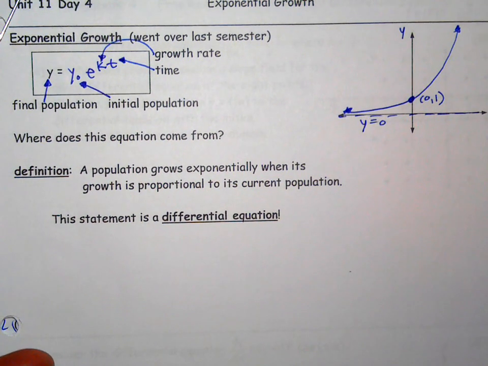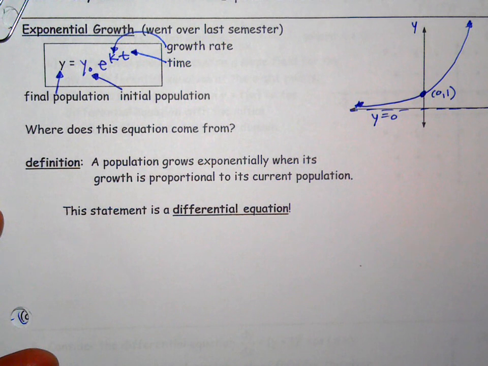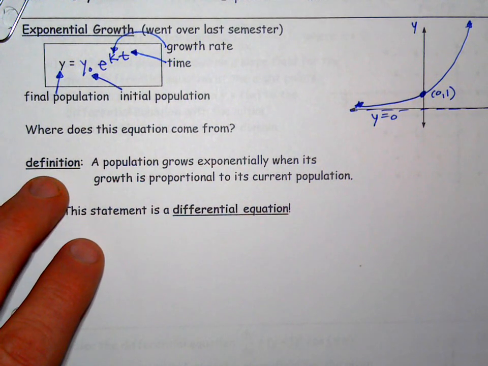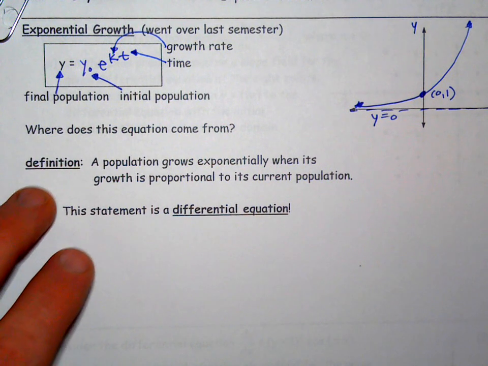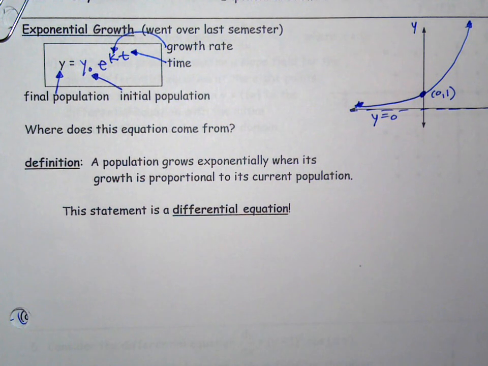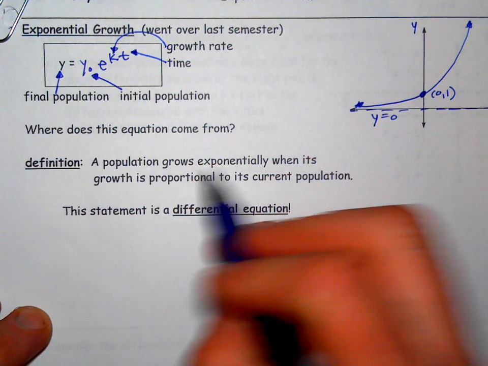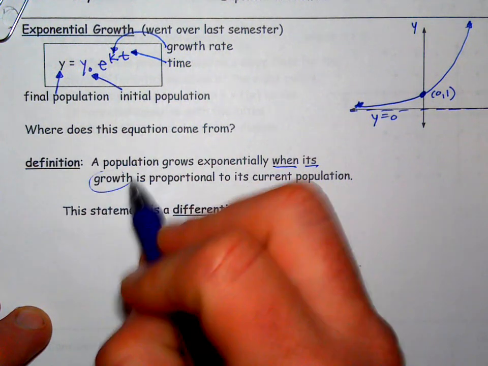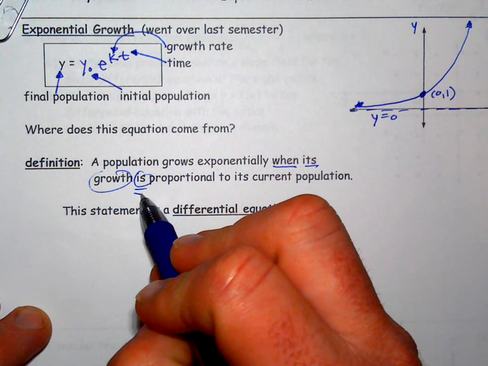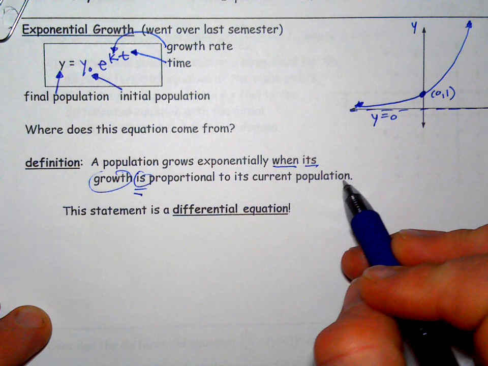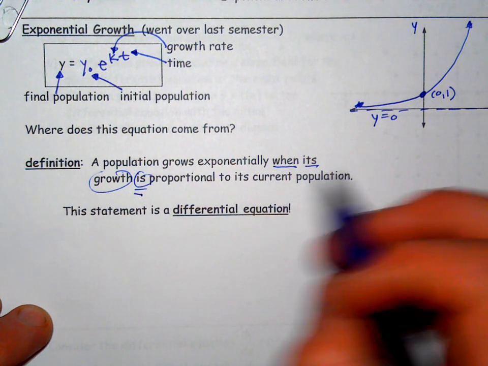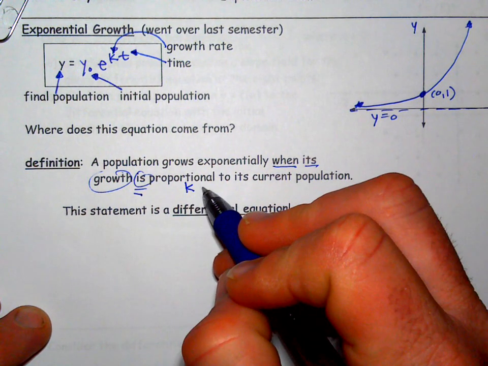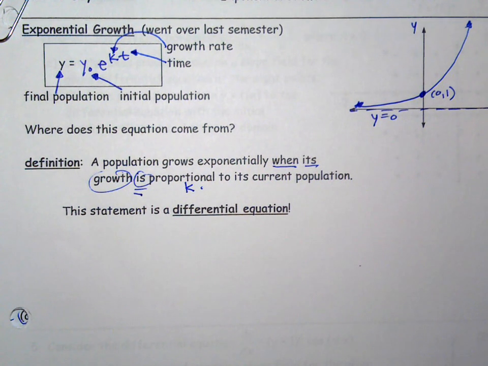Most likely you've not derived it. So guess what? The definition of it is often described with these words. It's a population or amount of something that grows. If it grows, it grows exponentially when its growth is usually proportional to its current population. Proportional means it is always times the same number.